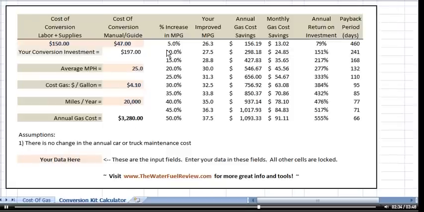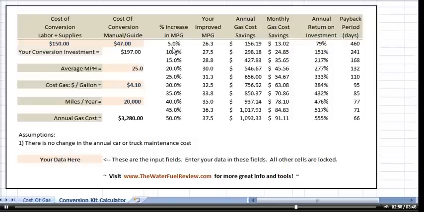It'll also tell you that if you were able to improve that miles per gallon by 5%, 10%, 15%, what your miles per gallon improvement would be, and what your annual and monthly cost savings would be. Importantly, the spreadsheet also tells you what your return on investment would be. So if you were to spend $150 on the labor and supplies to install a kit and $47 on the book, you would spend $197.